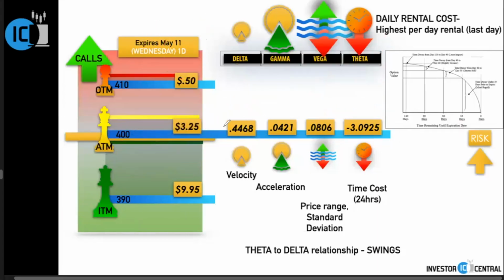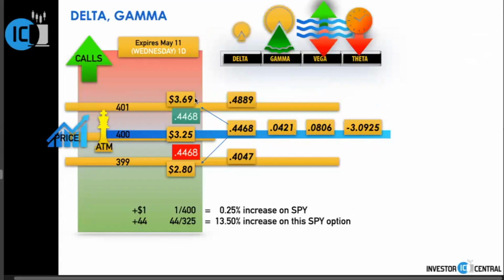Now, what else? We've got to talk about how delta and gamma go hand in hand, and they affect the price when we go up and down. So for example, if price goes up or down by $1 for the actual underlying stock, here it's SPY, if SPY goes up $1 or down $1, it's going to add delta or subtract delta. Okay, so I did the math here for us, and it's actually going to go up and down.